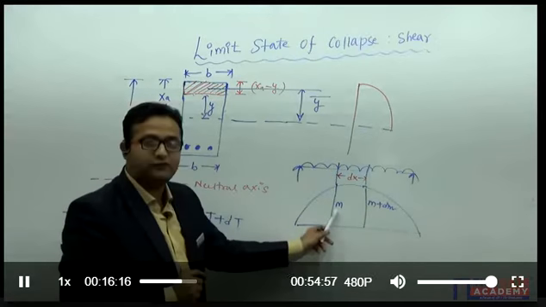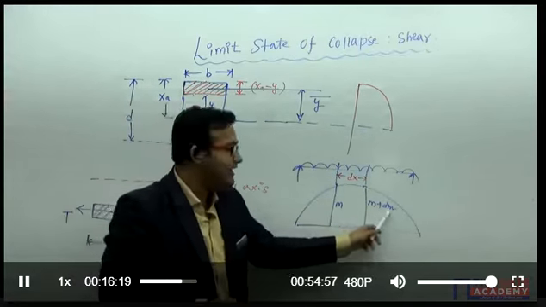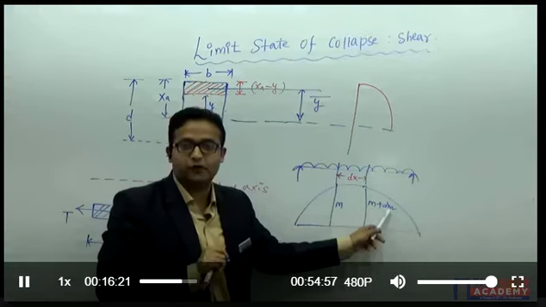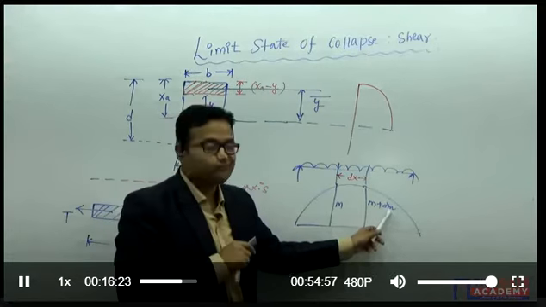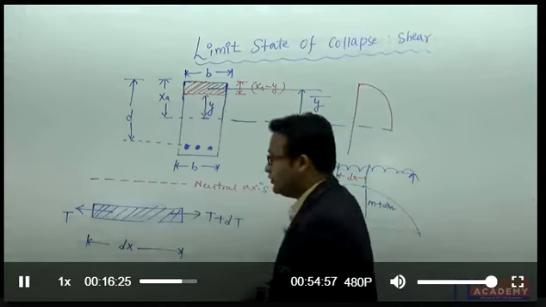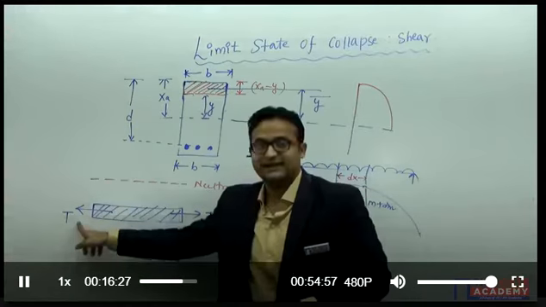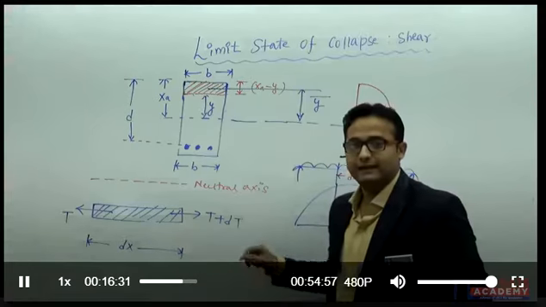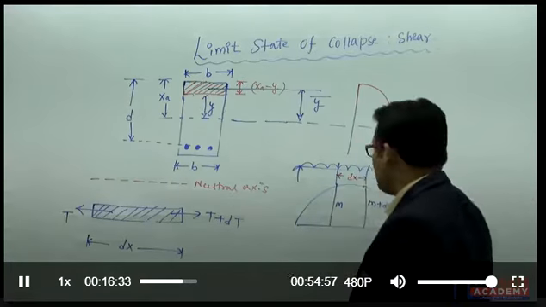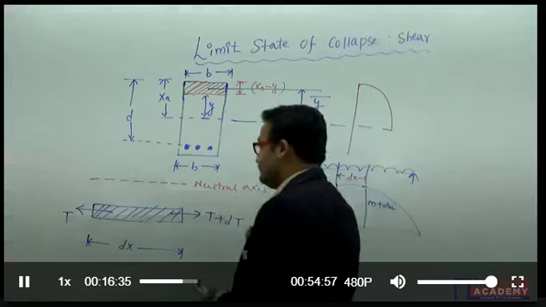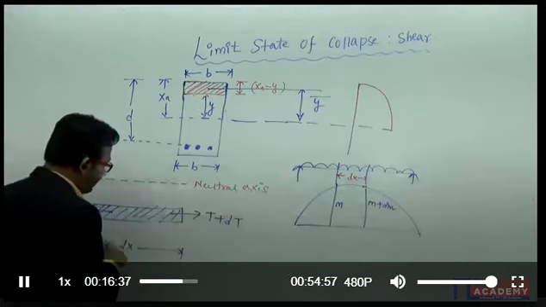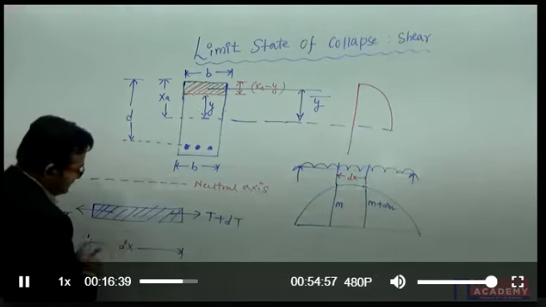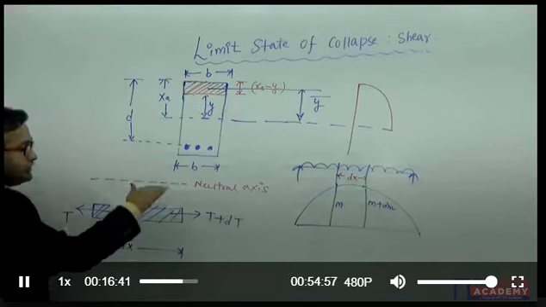Suppose due to the M, the force is T, so definitely due to the dm, the additional tensile force will be dT. So here I can write the total tensile force acting in this direction is T at this end, and at this end T plus dT, due to this additional bending moment of dM, right? Now I want to calculate the shear stress distribution below the neutral axis.